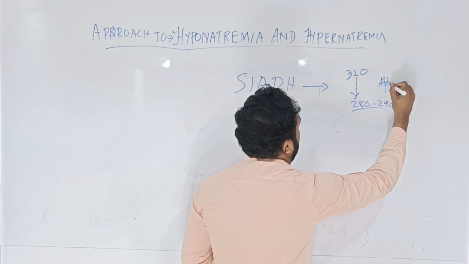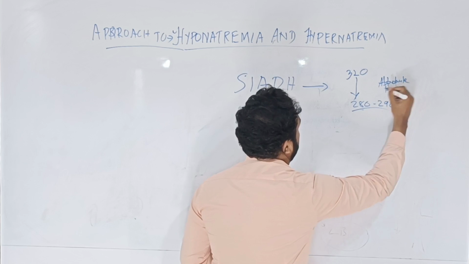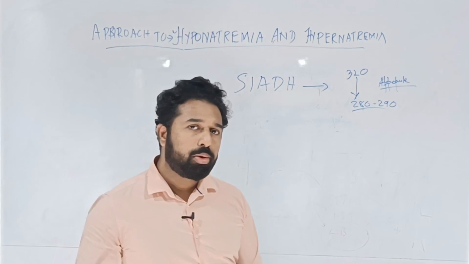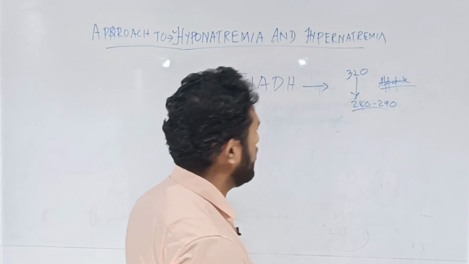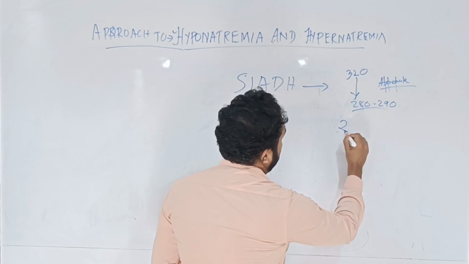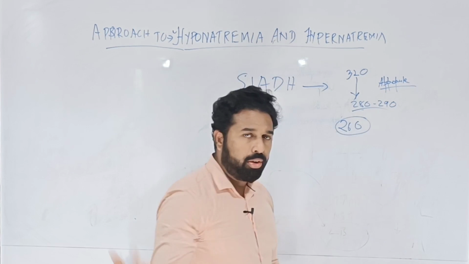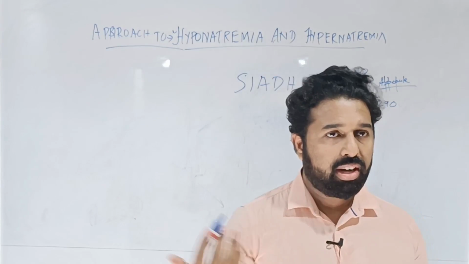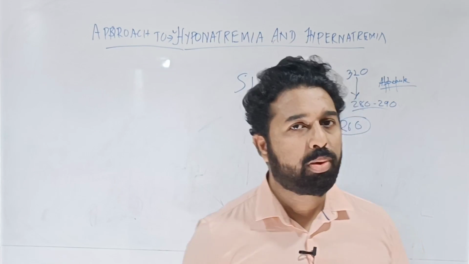That is what we mean by appropriate behavior of ADH, right? So what would be inappropriate ADH behavior? Inappropriate ADH behavior would mean that even if the serum osmolality is low, you still want to pull in water to further reduce the serum osmolality. You do not want to do that.